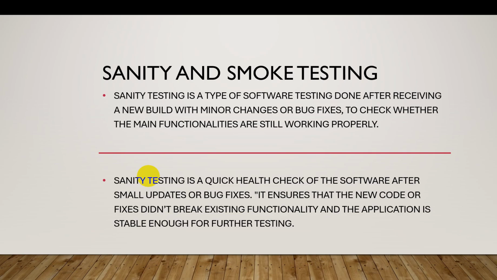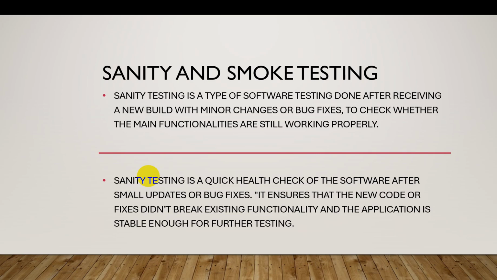Today we are going to look at sanity testing and smoke testing. Sanity testing is a type of software testing done after receiving a new build with minor changes or bug fixes. At that time, we check whether the main functionality is still working properly. Whenever we identify a bug in QA and report it, the developer fixes that bug. Once they push it for retesting, at that moment we can just do the upper level testing.